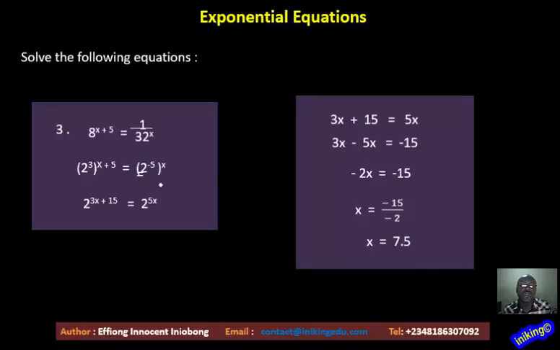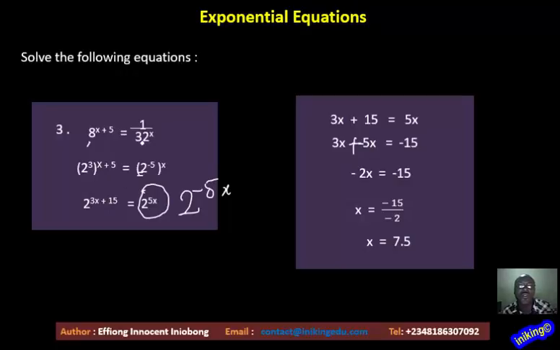Funny enough, this was wrongly solved there. This should have been 2 raised to the power minus 5x. Please, let's correct this. There's a mistake here. This is 2 raised to the power minus 5x. So when you transfer your 5x this way, this should have been plus 5x. Remember, starting from here, 8 is what? 2 raised to the power 3, everything raised to the power x plus 5. And that takes us to 3x plus 15.